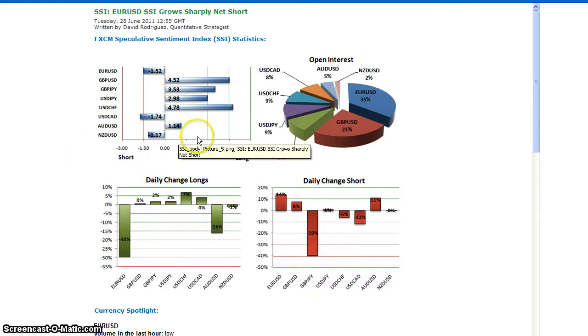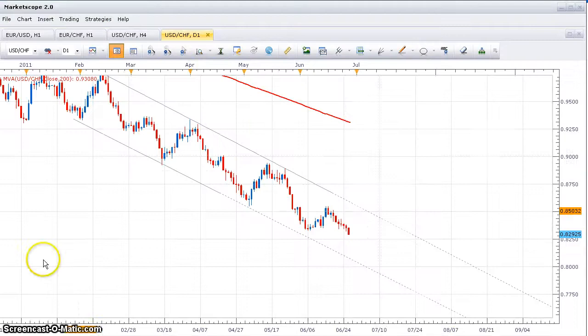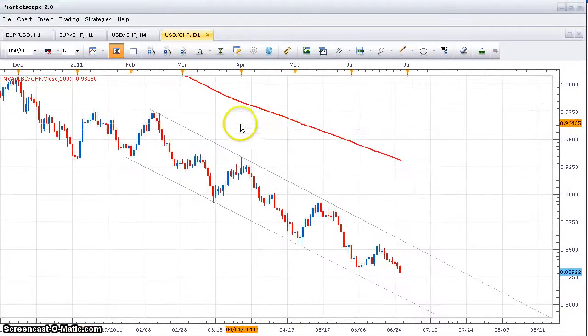Now, it's not the only indicator we're going to look at. We're not going to see this and immediately jump into a trade, but it's something we can take a look at and help determine where we want to be on this trade. So let's go to the charts now. We'll look at the daily chart of the pair.